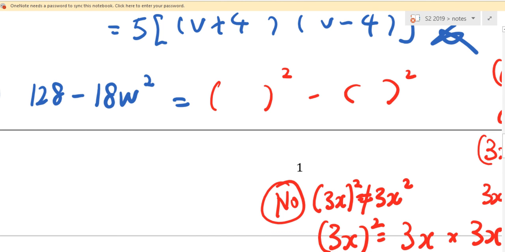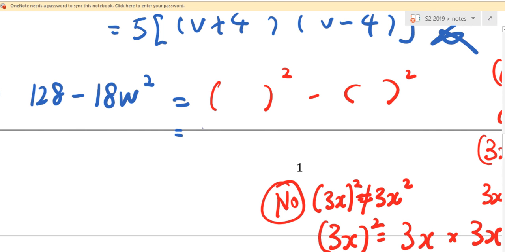Can I put anything inside the bracket? Can I put some number squared to get 128? Don't know? Take out your calculator, Jiang Ming. Press square root of 128. What do you see? 11.3. Because 11.3 is a decimal, I cannot put it into a squared bracket. Therefore, if I cannot put, then my next best way is to factorize.